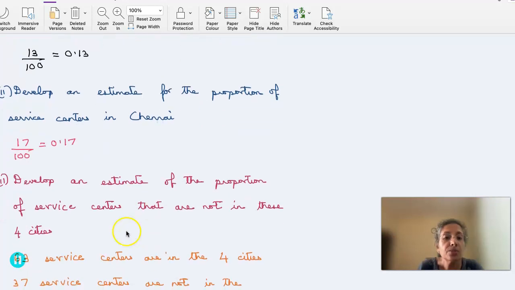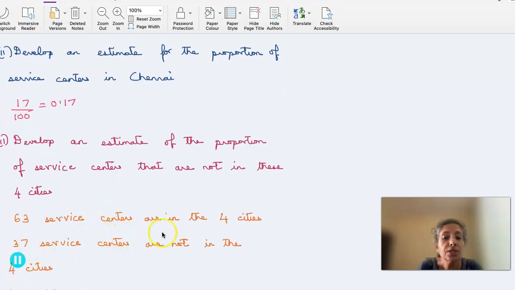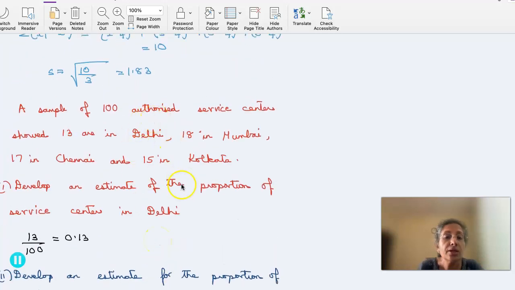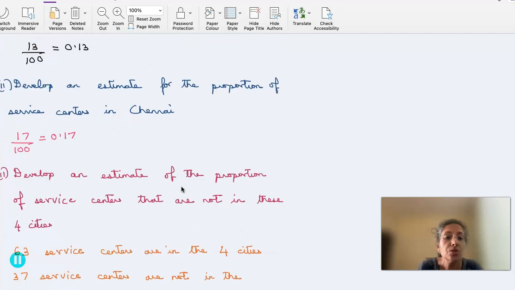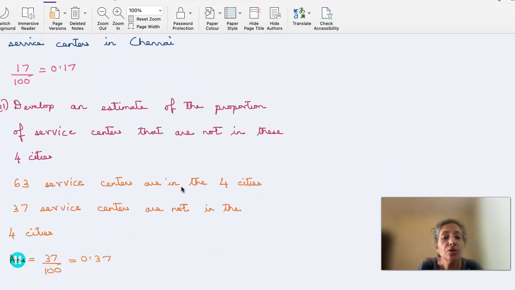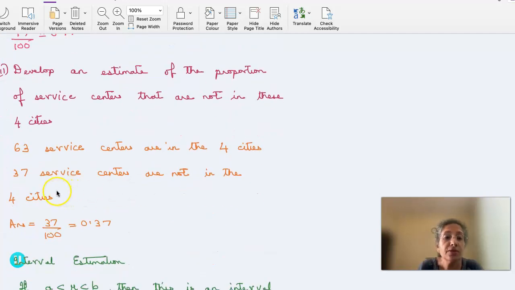And develop an estimate of the proportion of service centers that are not in these 4 cities. So 63 service centers are in the 4 cities. Going back to the question, there are 100 authorized service centers. So 100 minus 63, that is 37 service centers are not in the 4 cities. So the proportion of service centers that are not in the 4 cities will be 37 by 100, which is 0.37.